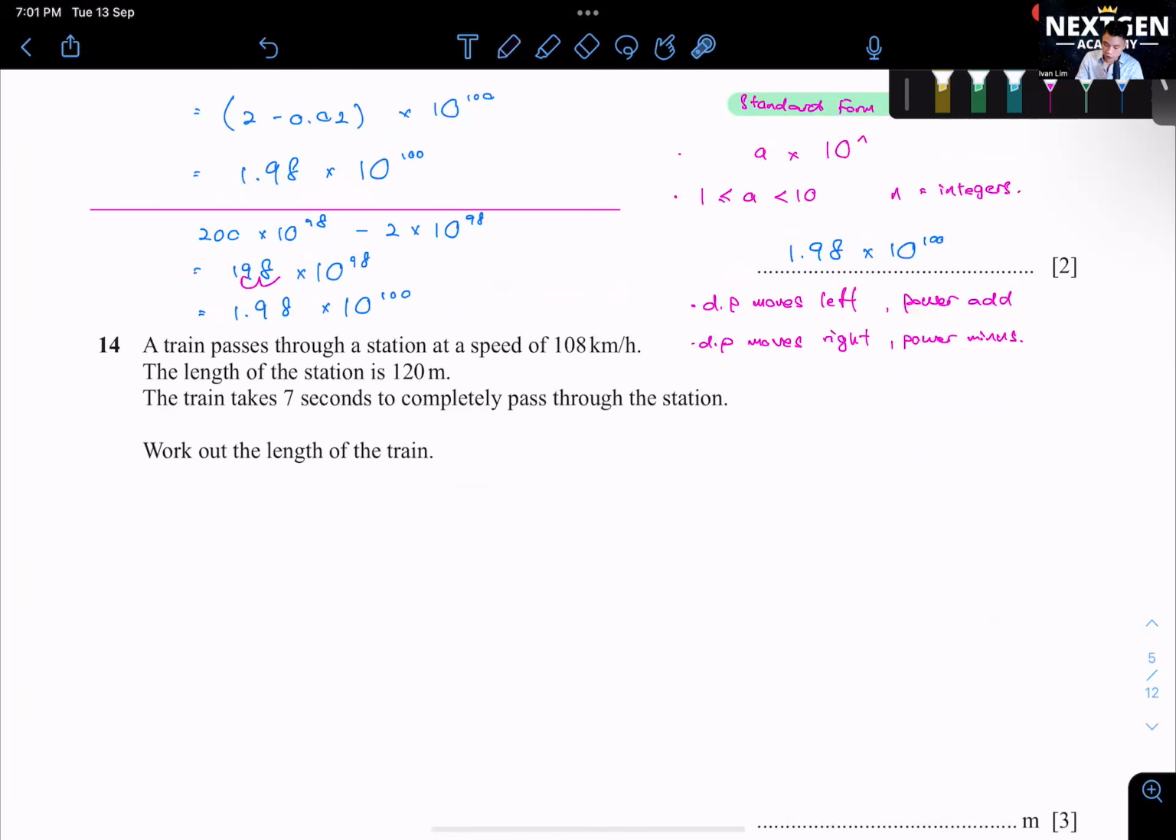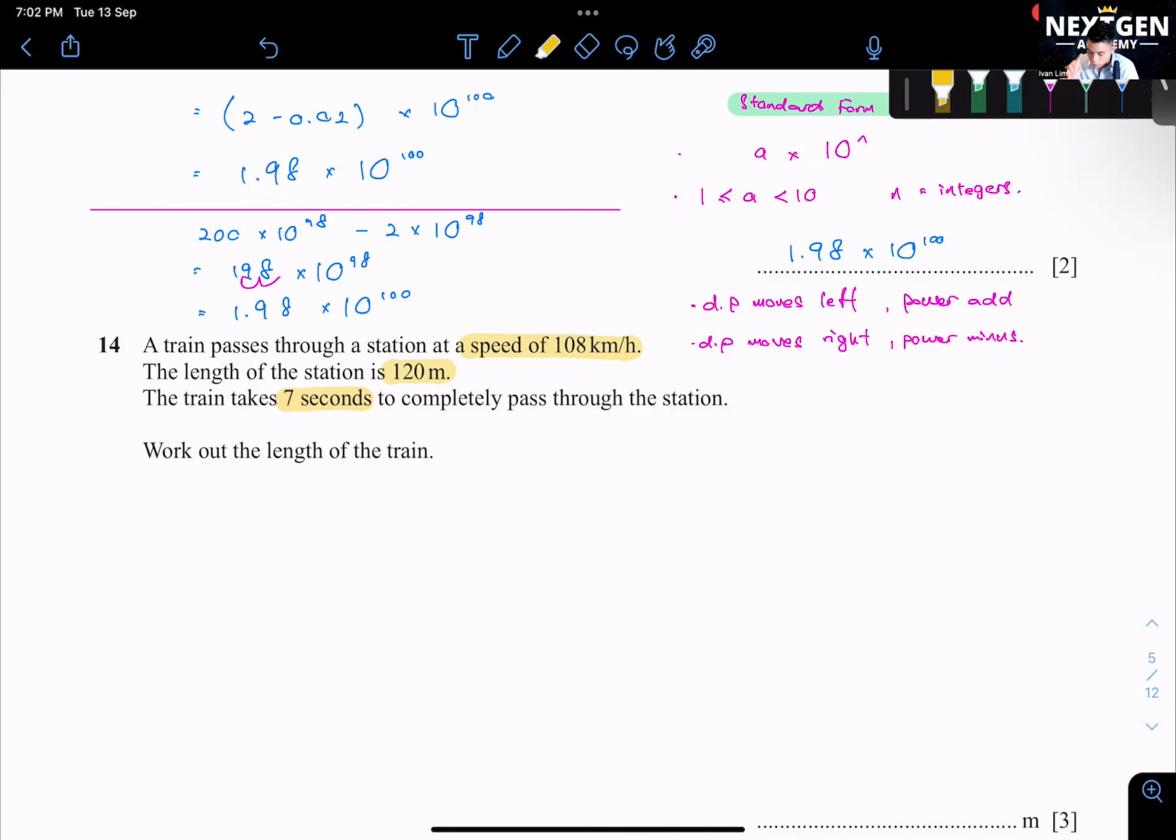Question 14. A train passes through a station at a speed of 108 km per hour. The length of the station is 120 meters. The train takes 7 seconds to completely pass through the station. This is an interesting question. Work out the length of the train.